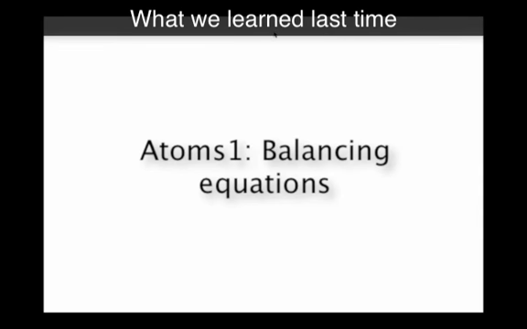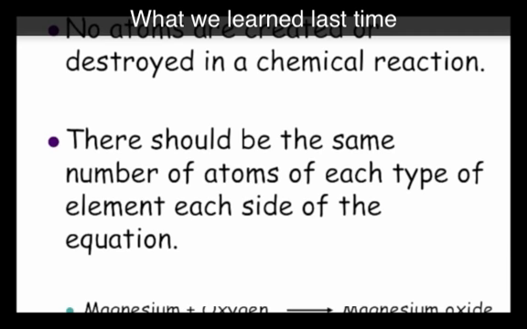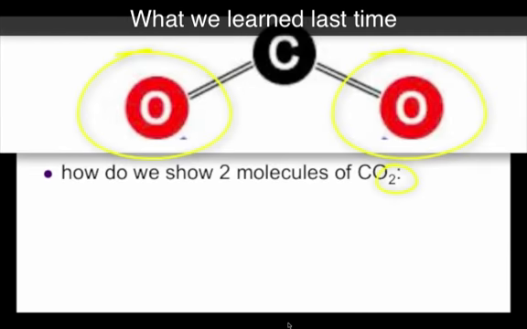Okay, so this is continuing on from the last one where we found out that new substances are made, reactants are changed into products, and we learned that there should be the same number of atoms of each type of element on each side of a chemical equation. And remember, the small numbers are very important because they tell you the formula of a particular compound. And we don't change the small numbers, we just change the big numbers.